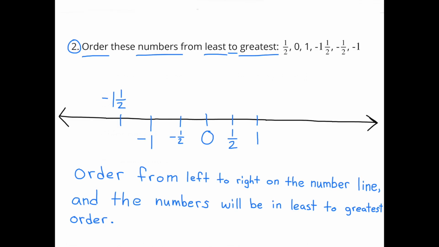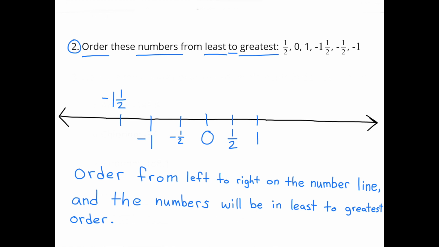Number 2. Order these numbers from least to greatest. 1/2, 0, 1, -1.5, -1/2, and -1. So I made my number line. To the right of the 0, I have 1/2. To the right of 1/2, I have 1.